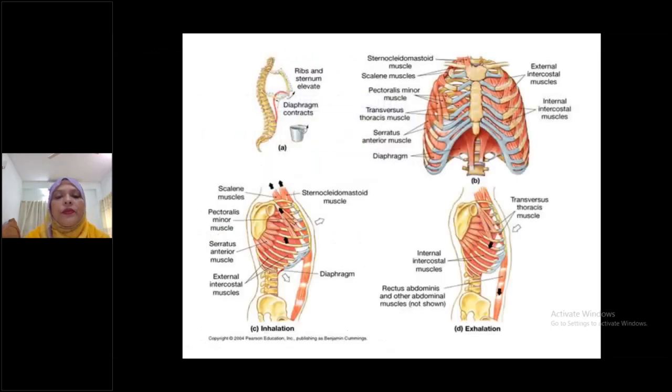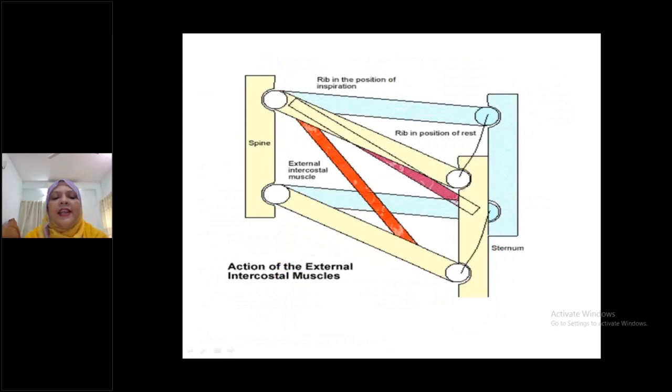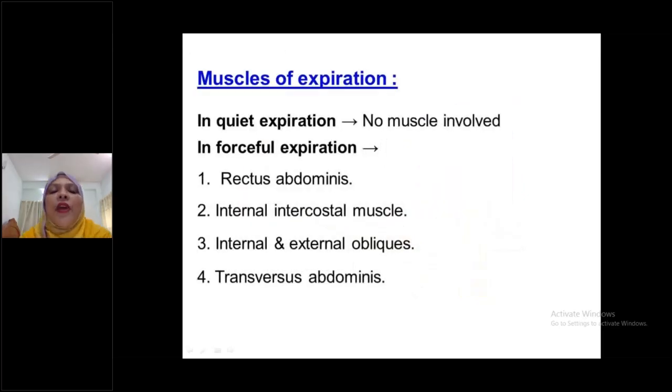Now, see the action of the external intercostal muscle. It is the main muscle to elevate the rib cage. It elevates the rib cage upward from the normal position. See here, during inspiration, the rib is elevated. This is the normal position. So it lifts up the rib cage, that is, raises it upward. It is the major muscle to elevate the rib cage upward. Okay, now muscles of expiration.